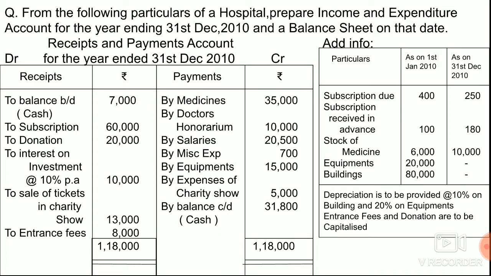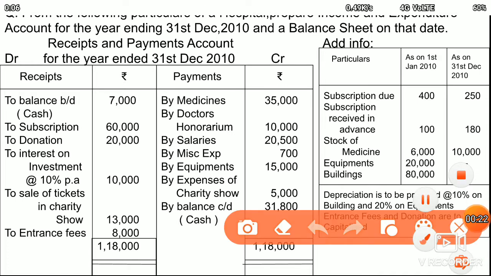So this is the question that we have, and this information is related to a hospital. They have given us the receipts and payments account for the year ending 31st December 2010 and also the additional information. We have to prepare the income and expenditure account for the year ending 31st December 2010 and also the balance sheet for the same year ending 31st December 2010.